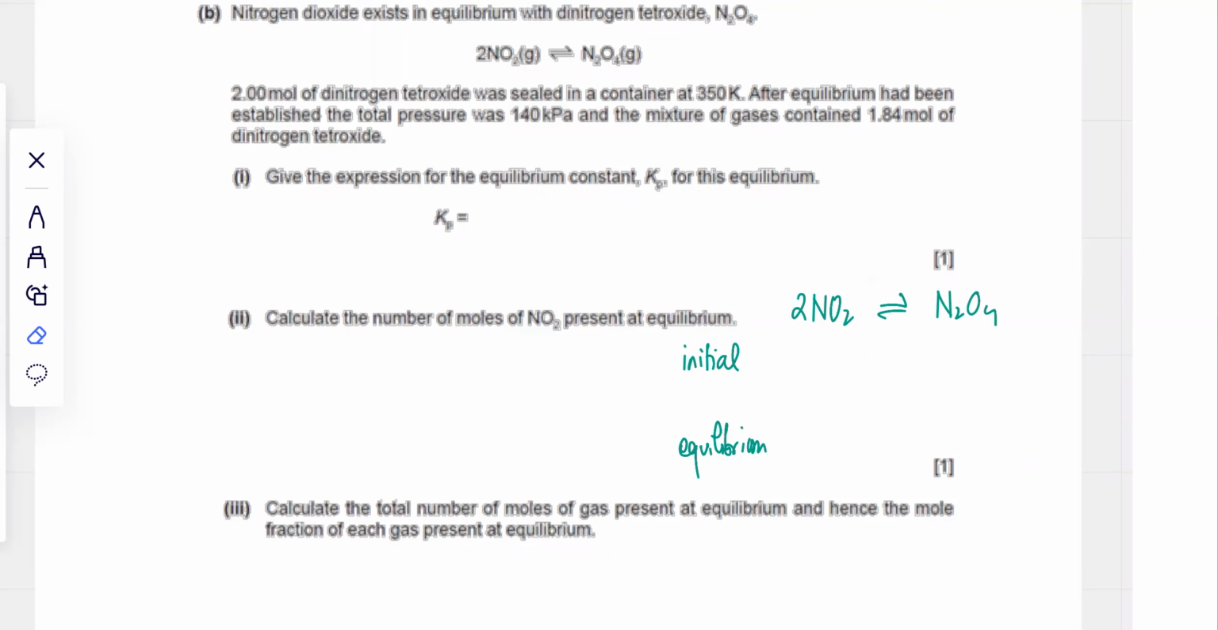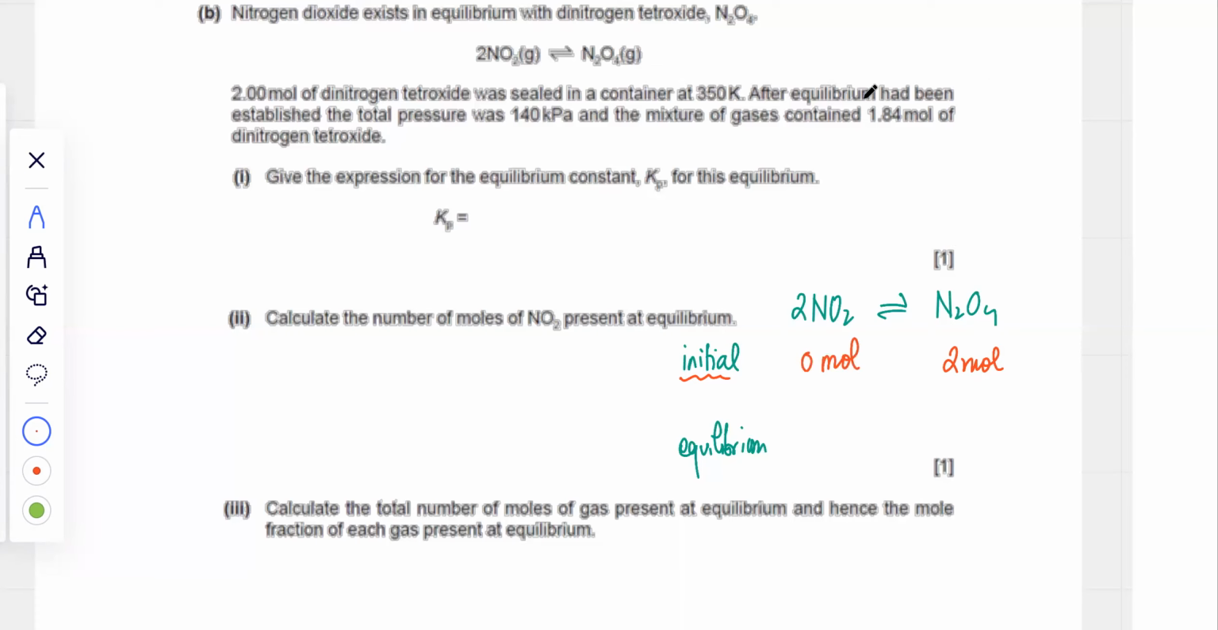So what's going on over here? They told us that there's 2 moles of dinitrogen tetroxide and it was sealed in a container. So right at the beginning, initially, your initial moles, you've got 2 moles of dinitrogen tetroxide. Tetra is 4, di is 2, so it's probably this one. And the moles of NO2 are 0, since no moles were added. So what happens after that?